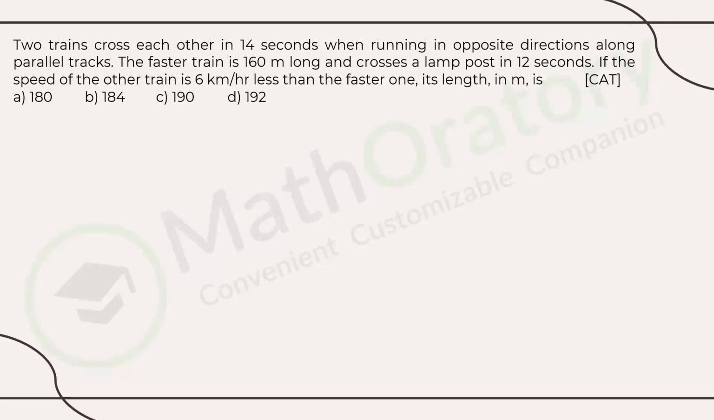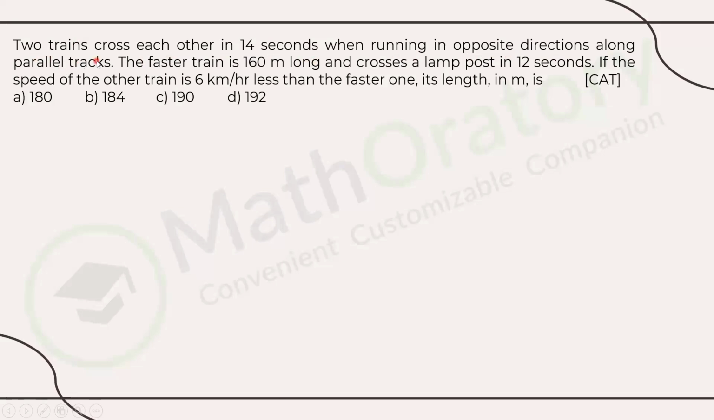We are discussing a CAT problem today, which is related to relative speed, objects crossing another object, those kind of ideas. So let's quickly jump into the question. Two trains crossing each other in 14 seconds when running in opposite directions along parallel tracks.